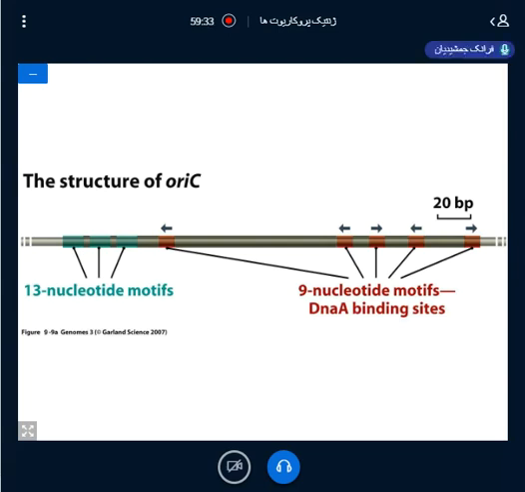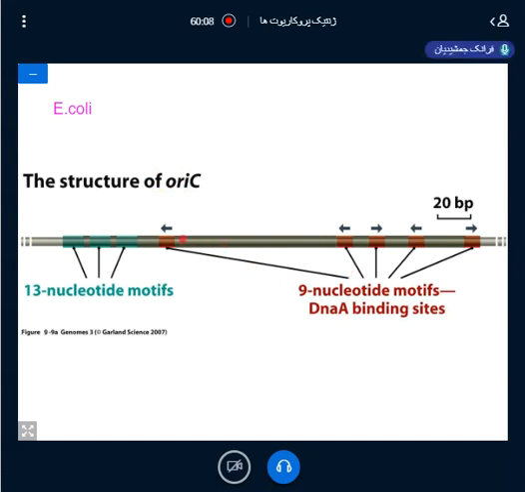I want to talk about the structure of origin. Listen carefully, very important. I want to talk about the structure of the origin in E. coli. We call it ORC.